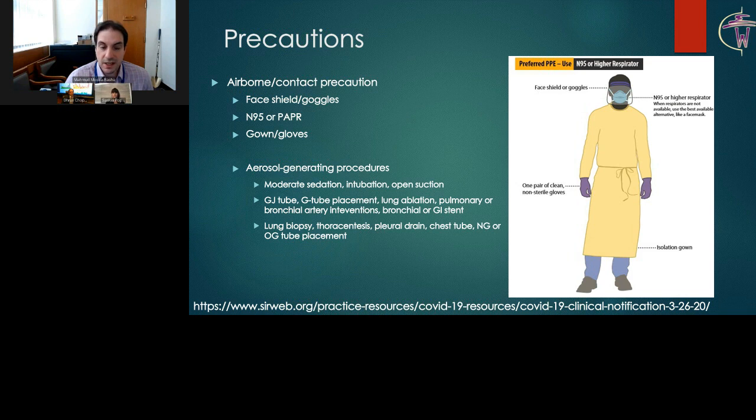In addition, we've included other GI procedures, swallow studies, as well as barium enemas, based on the indication that endoscopies and colonoscopies both fall into the category of potentially aerosol generating. And with colonoscopies, the reason why those fall into this category is because the virus can be shed within fecal material.